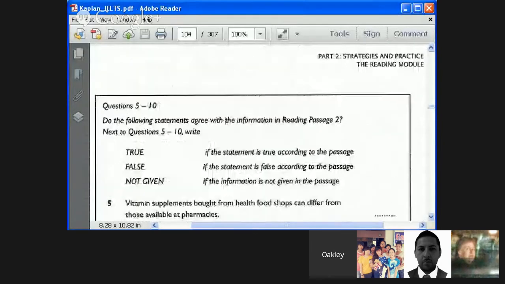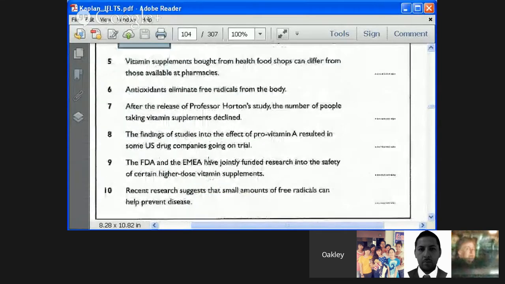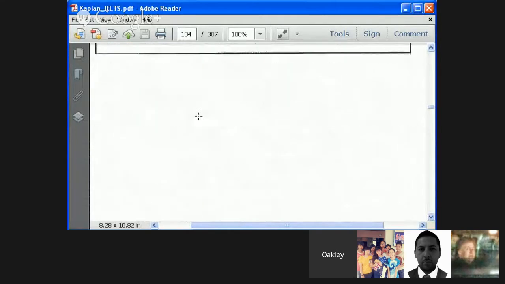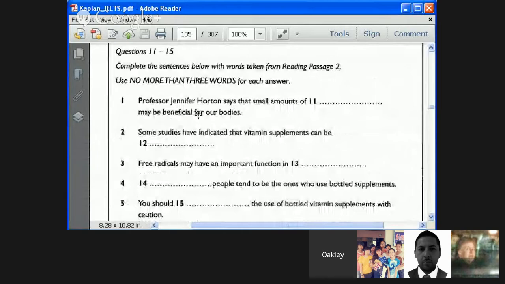So I take a look. I see questions 5 through 10. These are clearly true, false, not given. We may try these again. We did these earlier this week, but it's worth brushing up on those. And I have some fill in the blanks.